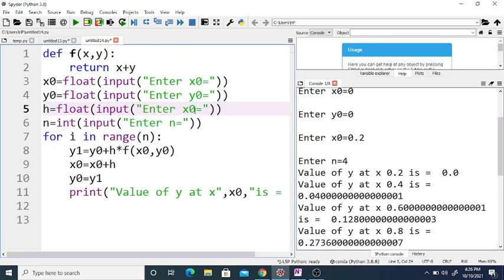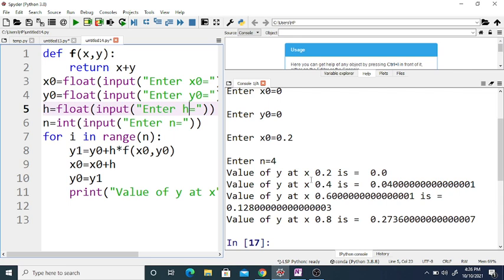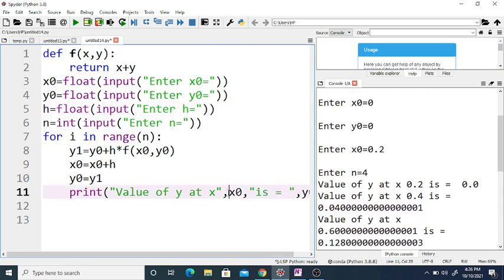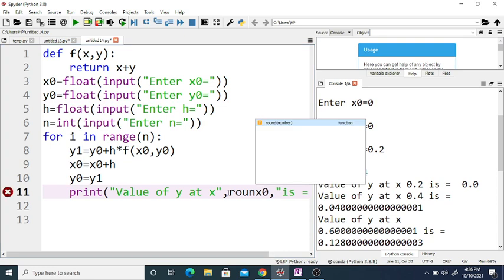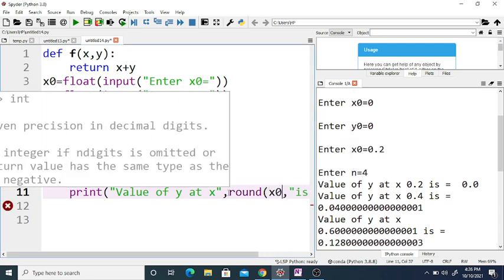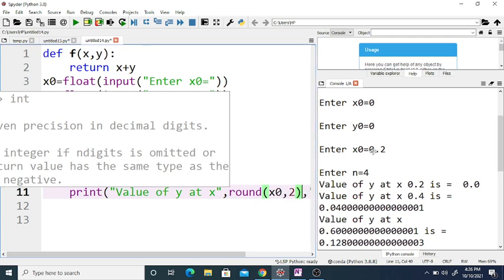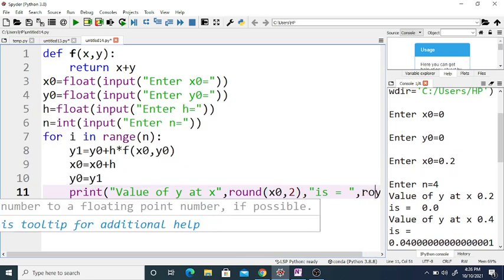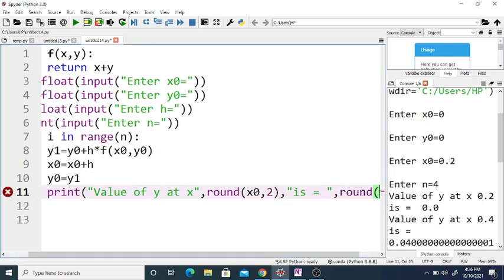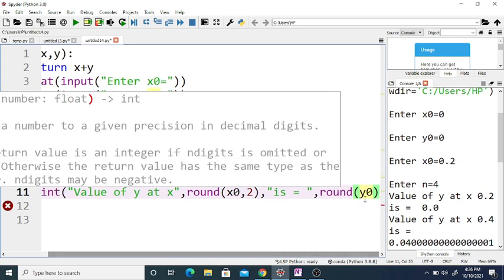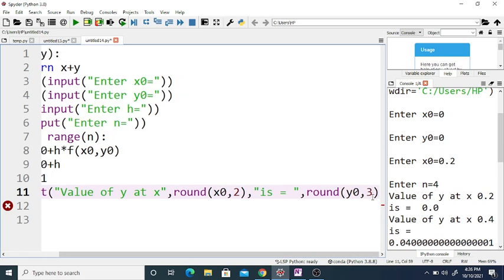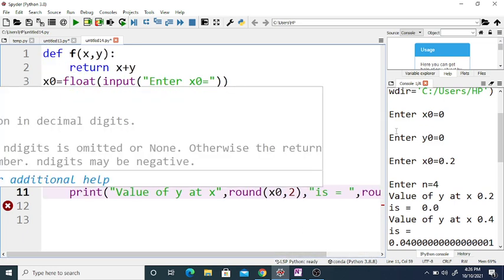Instead of x0, we want to print here h. Again you can see the output of x and y. Now we want to round off this x and y by using the round function. So round x0, since it is a floating point number, to 2 decimal places, and round y0 again to say 3 decimal places. Okay, so now if you run this code.